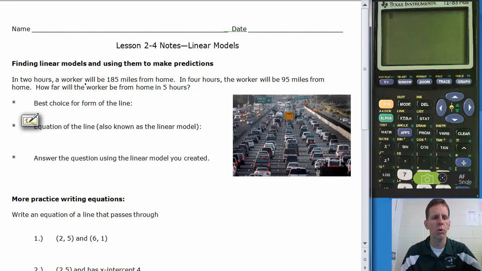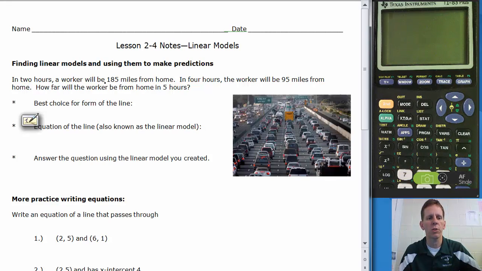It says in 2 hours, a worker will be 185 miles from home. In 4 hours, the worker will be 95 miles from home. How far will the worker be from home in 5 hours? What we're going to do is come up with an equation for a line that models this data, and then we're going to use the equation for the line to substitute in 5 hours and answer the question. So the first thing we're going to start with are the two pieces of information we're given.